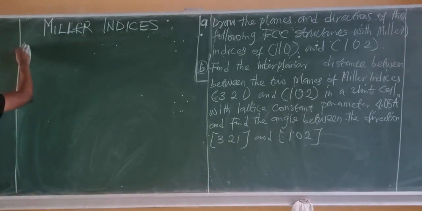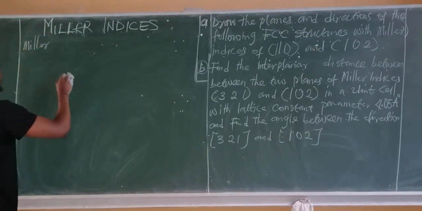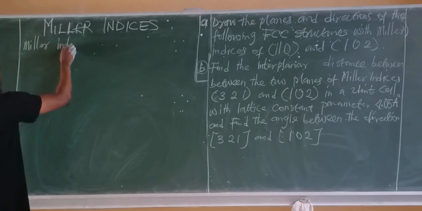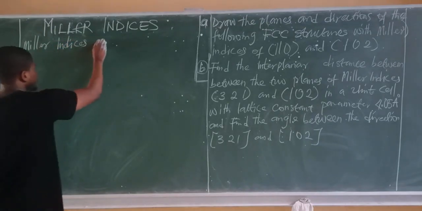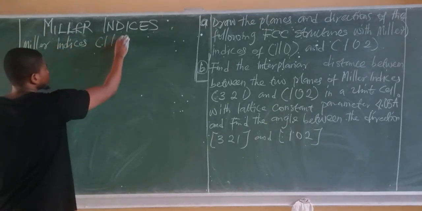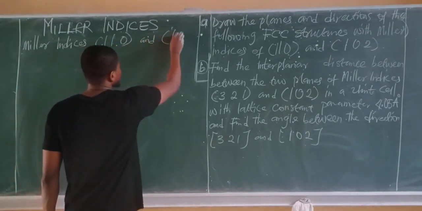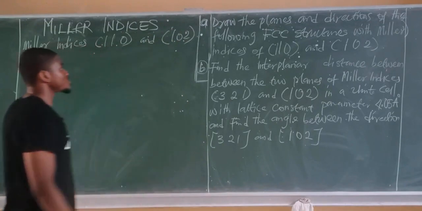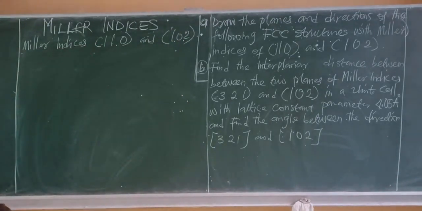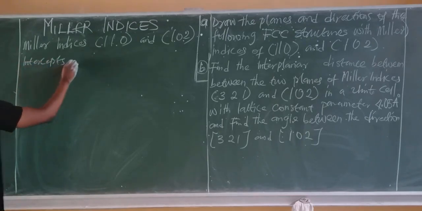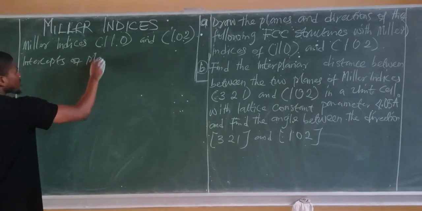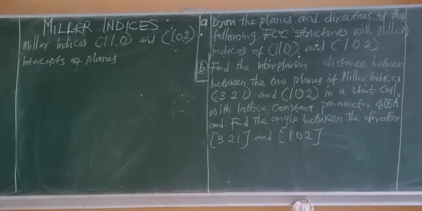So we are given the Miller indices, and I will do both of them pari passu. We are given the Miller indices to be 110 and of course 102. So we have to draw these given structures. All right, so the first thing, like I said, is to find the intercepts of the planes. That becomes the first thing to do.